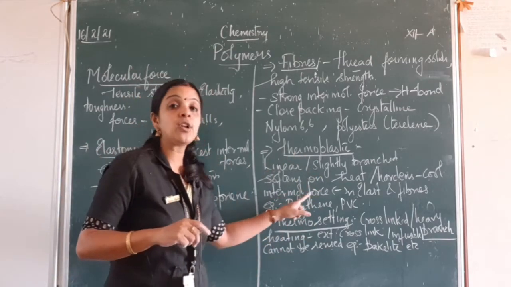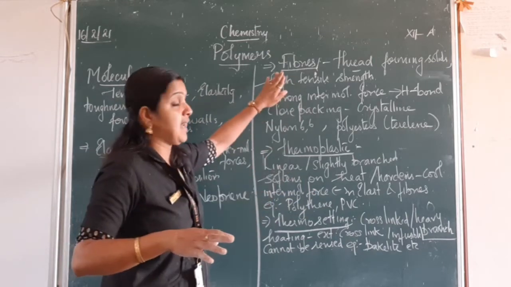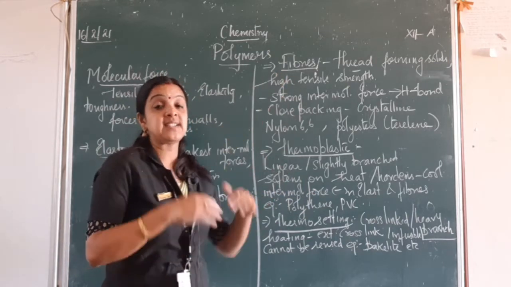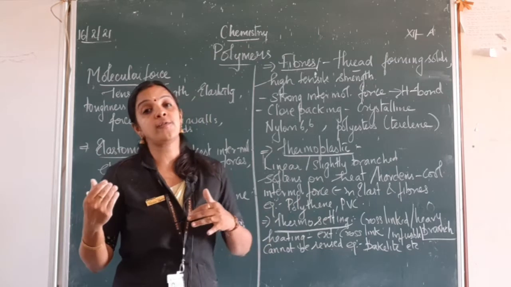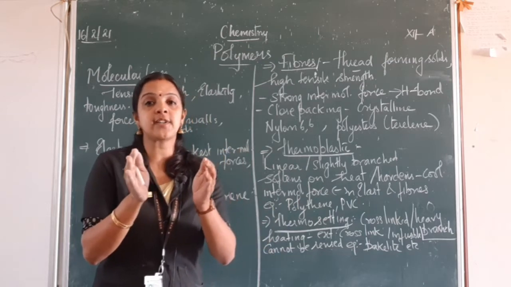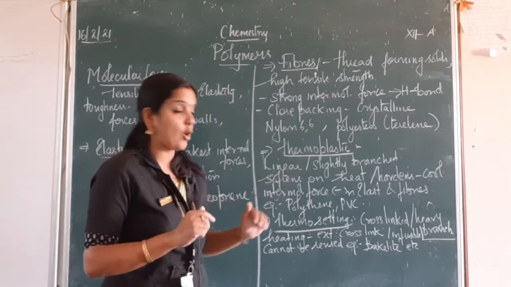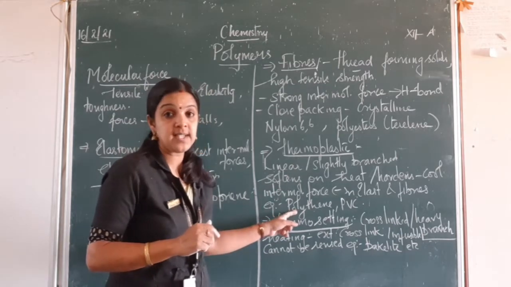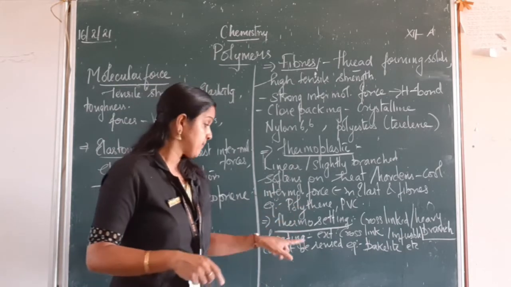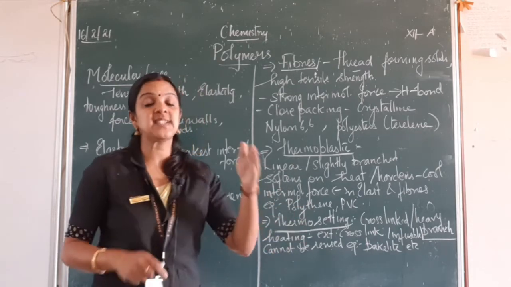They have an intermolecular force which is between elastomers and fibers. It is neither a weak force nor a strong force. There is an intermediate force of attraction for thermoplastic polymers. Examples: PVC, polythene, etc. The last one is thermosetting.